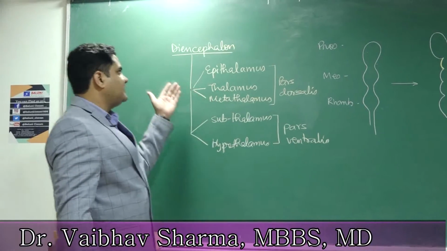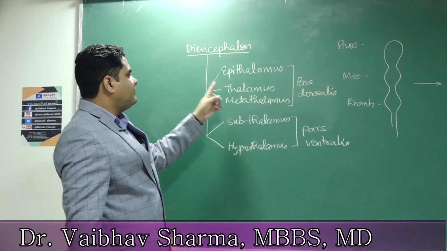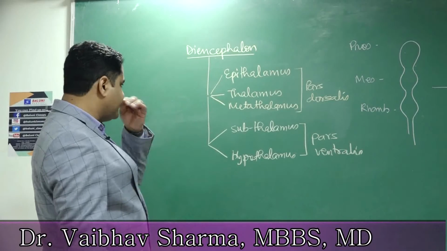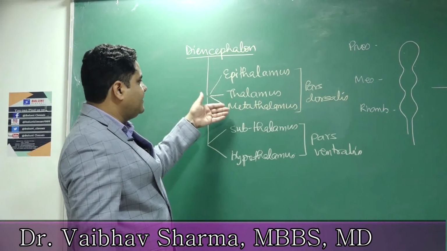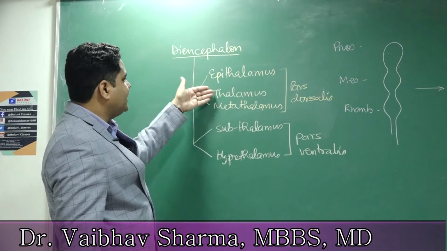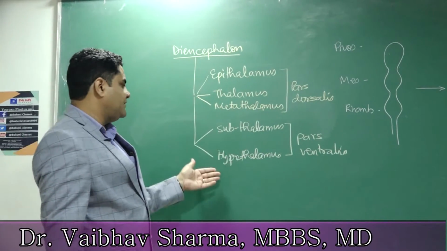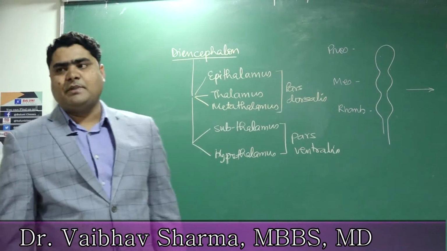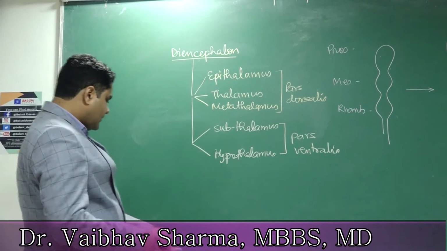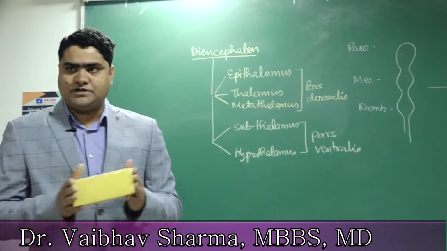So, we have started our discussion from diencephalon, and the major part of diencephalon is thalamus, then other parts are epithalamus, metathalamus, subthalamus, hypothalamus. When we include these three, they are included in a common name, pars dorsalis, and subthalamus and hypothalamus are included, and they are called as pars ventralis. So, here I am going to draw a diagram which will make you understand about the relative positions of all these parts to each other.